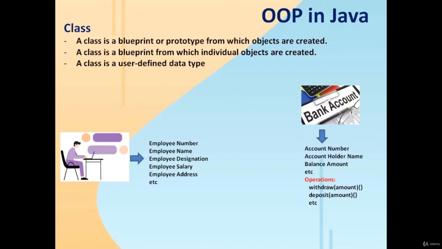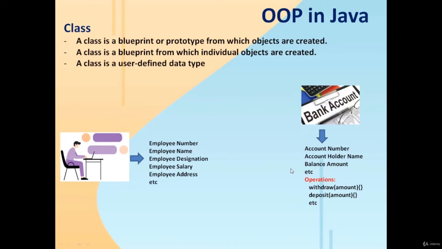And what are the functionalities? We are able to withdraw the amount from my account. We are able to deposit the amount. So the balance amount is being affected. So the withdraw or deposit function is using the balance amount. So this is what we talk about as a class.